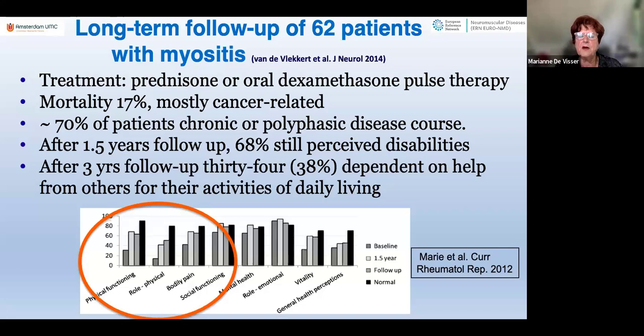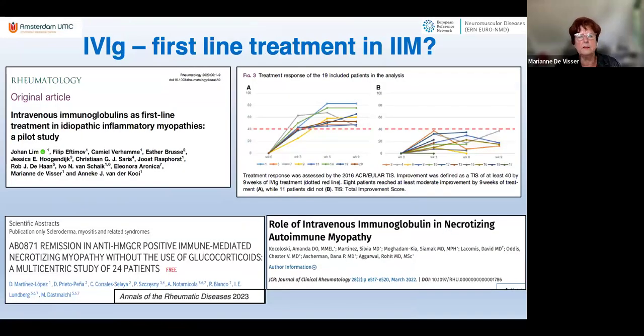These findings were quite similar to a study by another group from France. So it's quite clear that there is a search for other drugs that can alter the course of the disease. The first that was tested was IVIG. Our group in Amsterdam started a trial in which IVIG was given to treatment-naive patients as a first-line therapy.